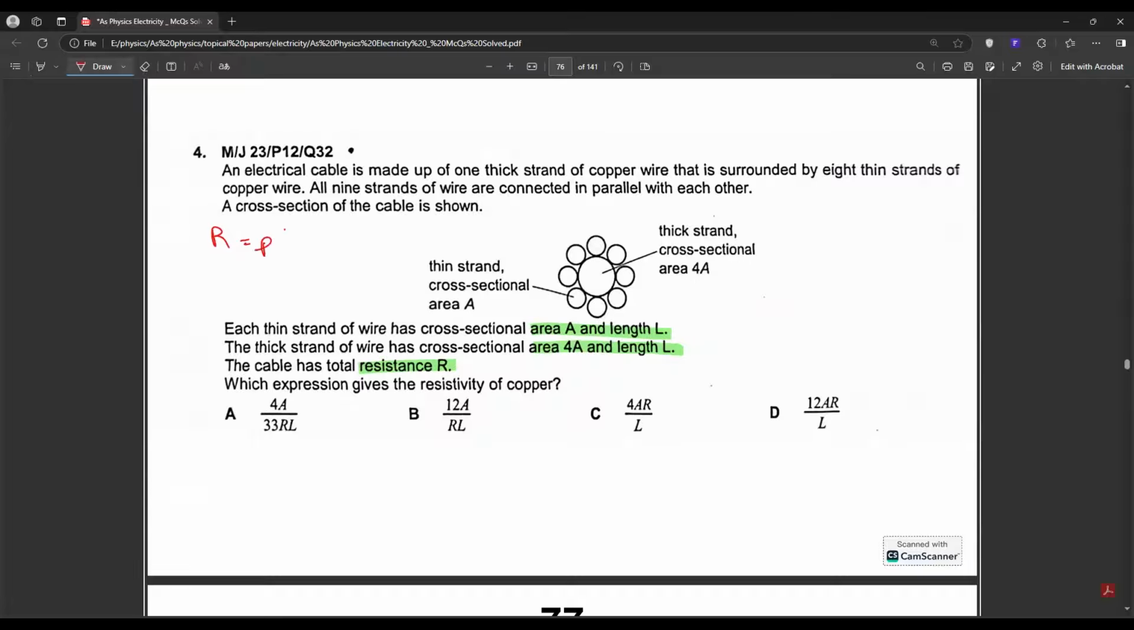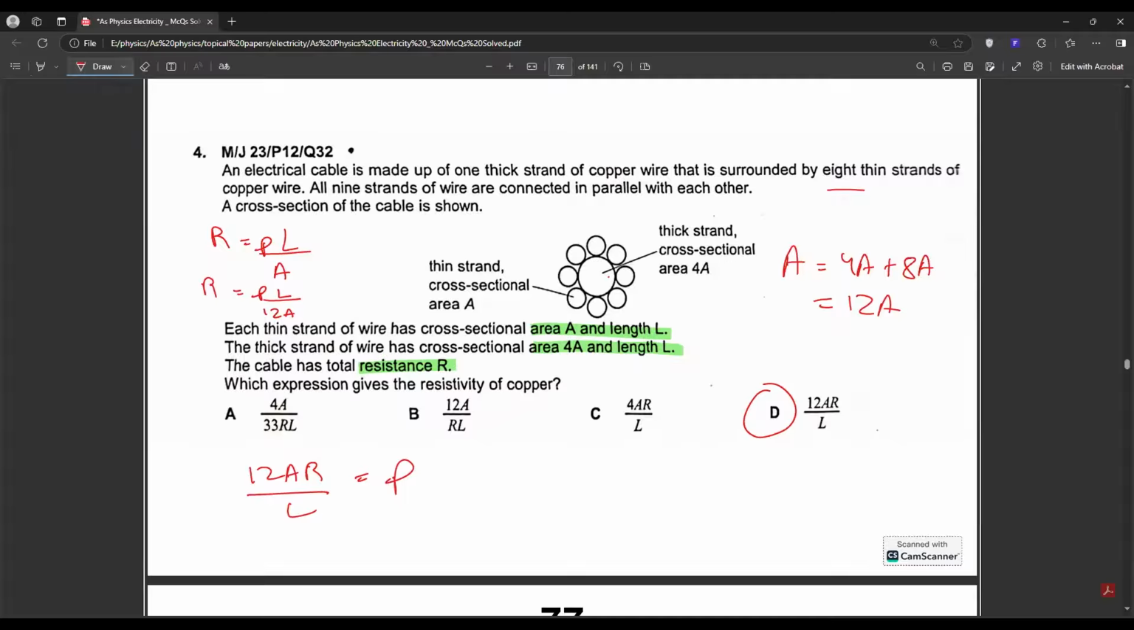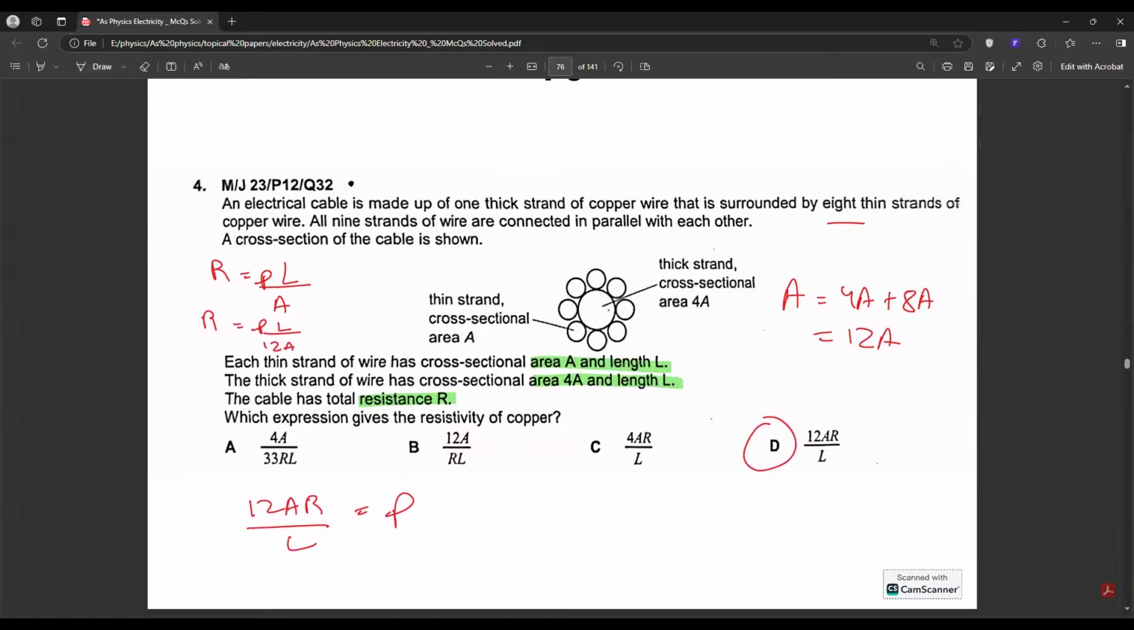What is the expression which gives the resistivity of copper? Resistance is equal to resistivity times L divided by A. Your resistance is R. What will your area be? 4A plus all these, how many? 8 strands. Your total area will be 4A plus 8A, that is 12A. Resistance is equal to resistivity L divided by 12A. 12AR divided by length is equal to your resistivity. 12AR, D is your answer. Let me see which question this is. 76. Let's check out the answer to 76. It is D as well.